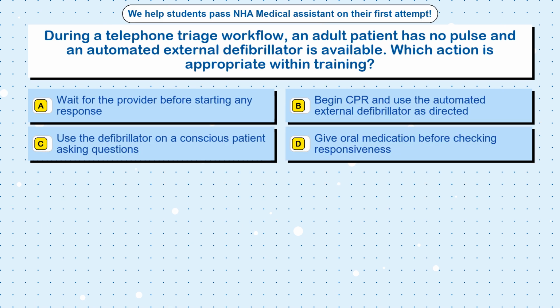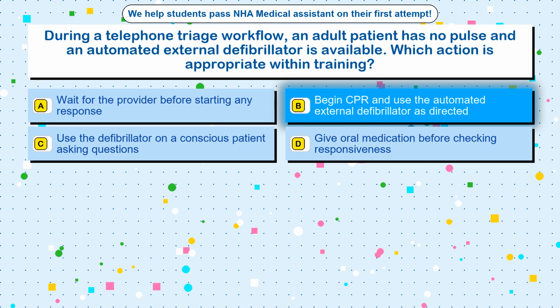Question 24. During a telephone triage workflow, an adult patient has no pulse and an automated external defibrillator is available. Which action is appropriate within training? Option A. Wait for the provider before starting any response. Option B. Begin CPR and use the automated external defibrillator as directed. Option C. Use the defibrillator on a conscious patient asking questions. Option D. Give oral medication before checking responsiveness.